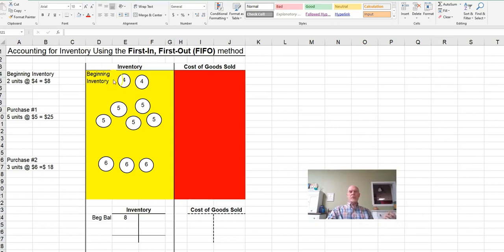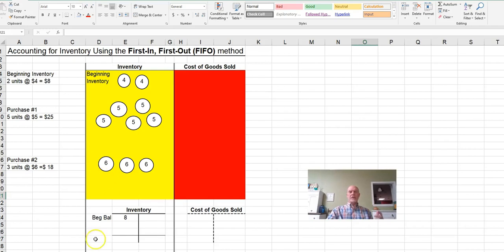So we started out with 2 units costing $4 apiece. And then in purchase number 1, we bought 5 more units that cost $5 apiece. And then in purchase number 2, we bought 3 more items that cost $6 apiece.